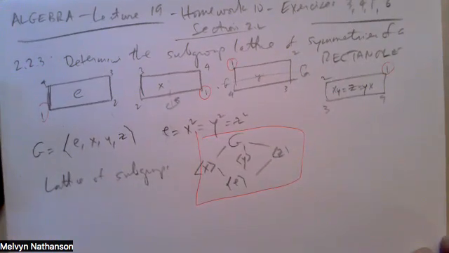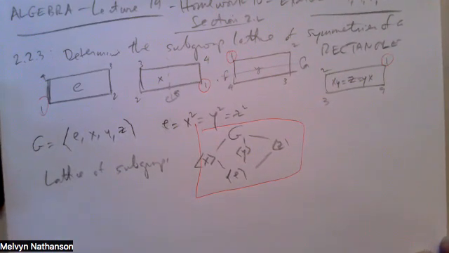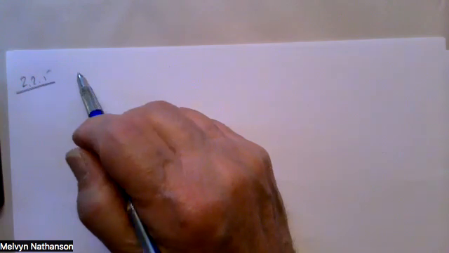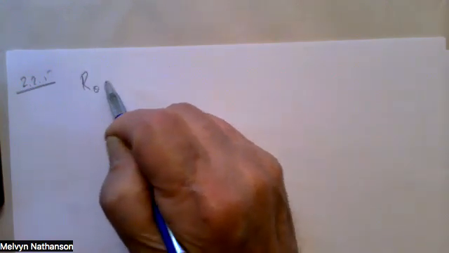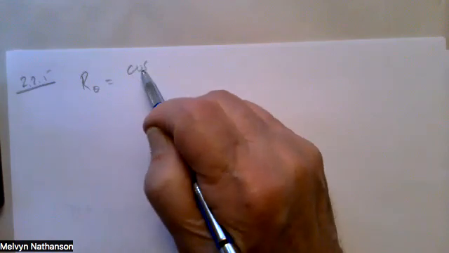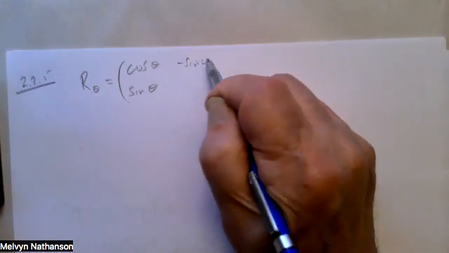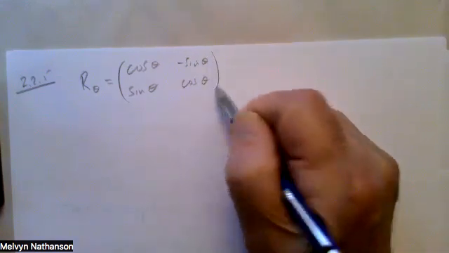Let me skip number 4 for a moment and go to 2.5 and 2.6. Let's start with a clean piece of paper. What is exercise 2.2.5? We let R theta be the matrix cosine theta, sine theta, minus sine theta, cosine theta.